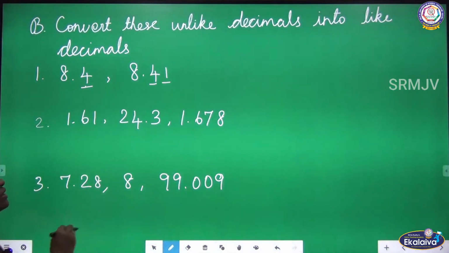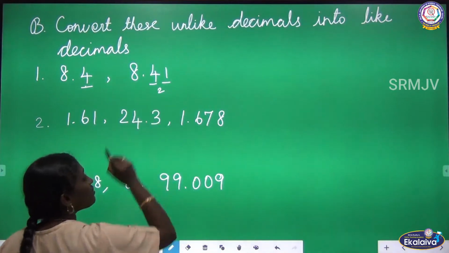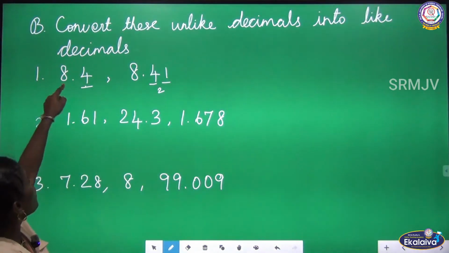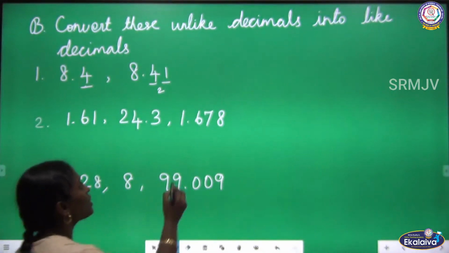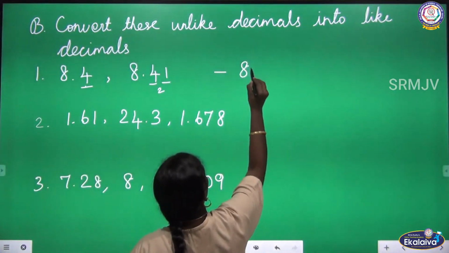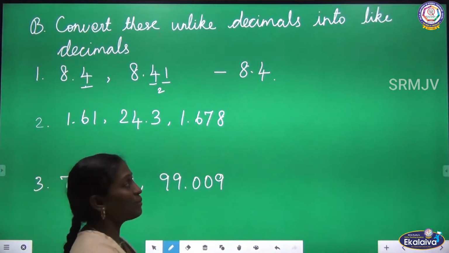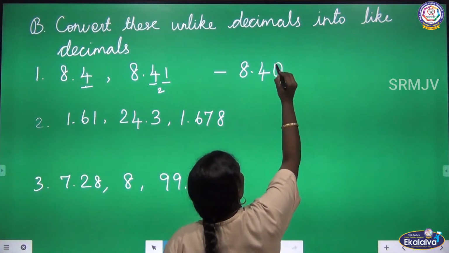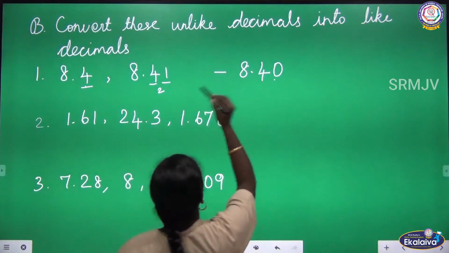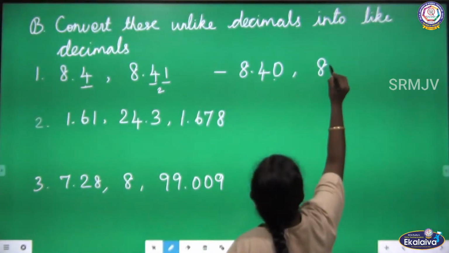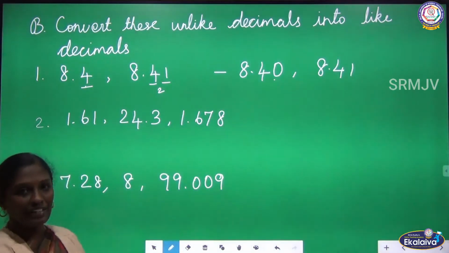Now we are going to convert the unlike decimals to like decimals. So 2 is the maximum number of decimal places. So we have to convert the first decimal with two decimal places. Here one decimal place is there. We need one more decimal place. So we have to add a 0. Now we got two decimal places. In the second number, already two decimal places are there. Now these two decimal numbers are like decimals.